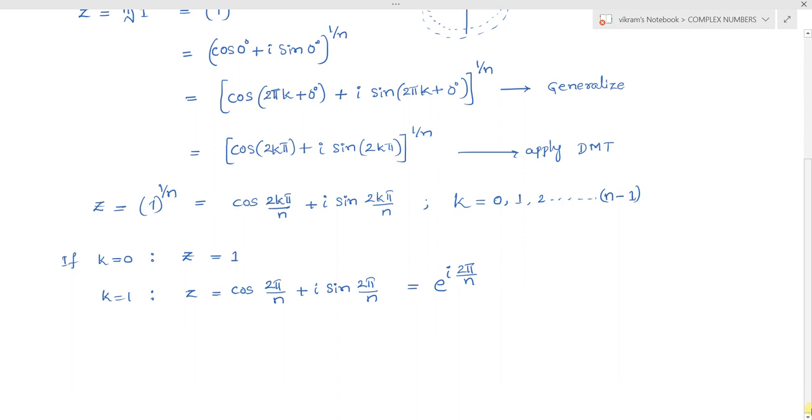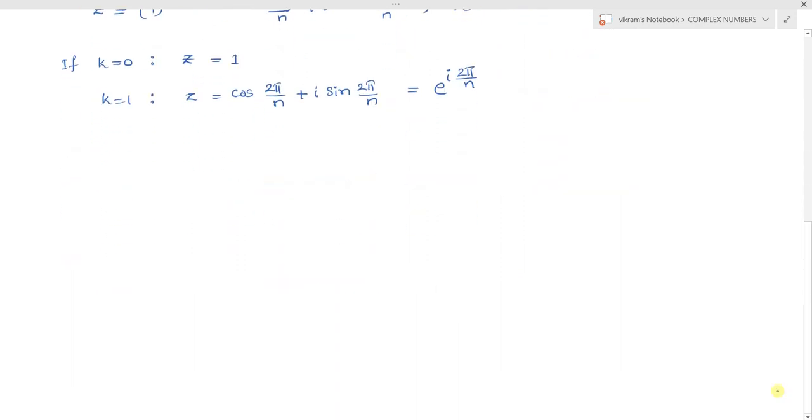Now this is another root, the second root we obtain after the first root for k equals 0. Let us consider this root as alpha. Now if k equals 2, we obtain another root: cos 4 pi by n plus i times sine 4 pi by n, which equals e power i times 4 pi by n, and can be written as e power i times 2 pi by n, whole square, which equals alpha square.